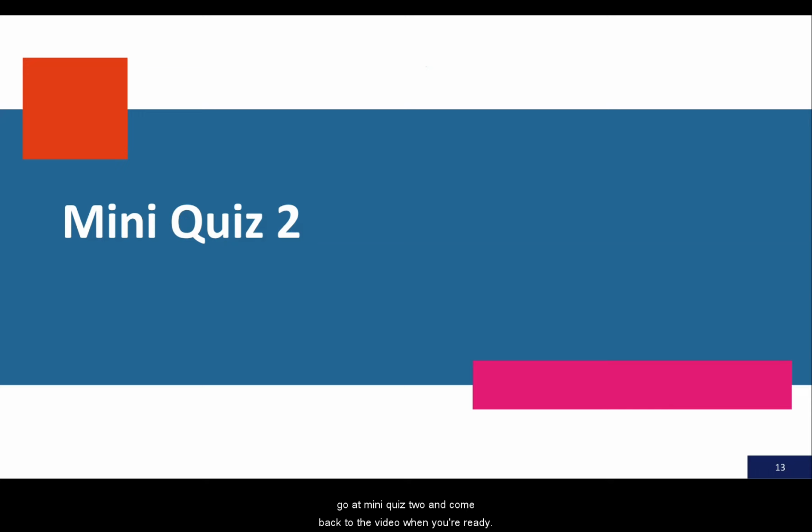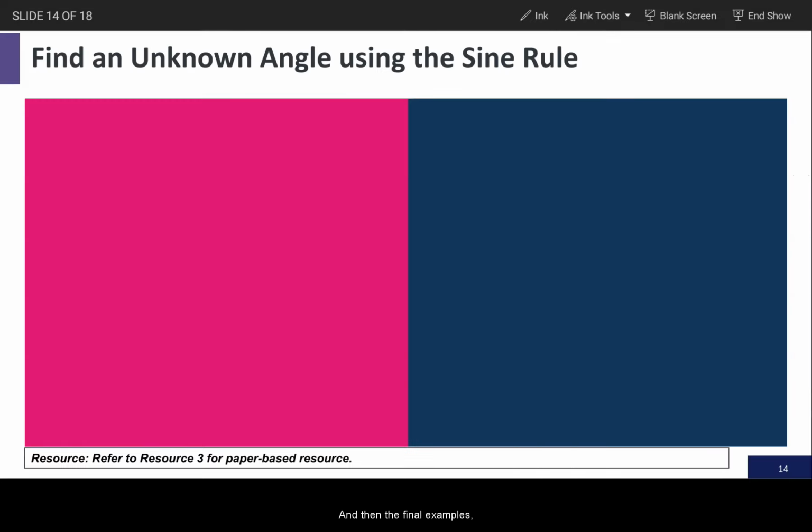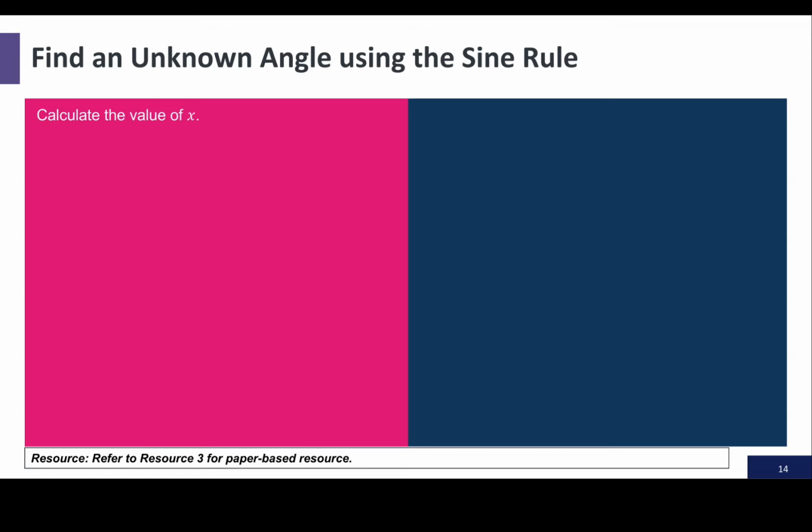Have a go at mini quiz 2 and come back to the video when you're ready. And in the final examples, we're going to try and find an unknown angle using the sine rule. Here is the question. And the first thing I'm going to do is label the triangle.